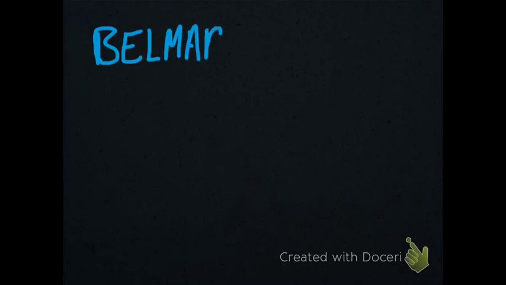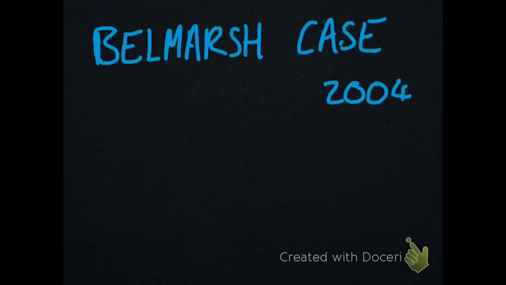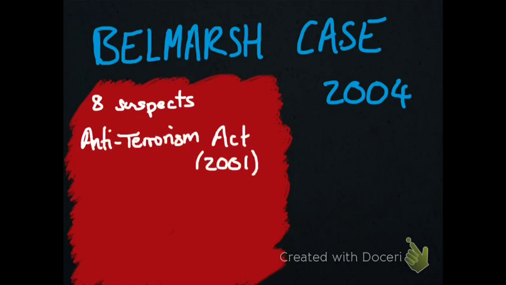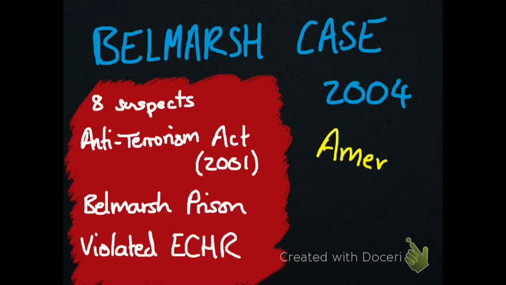There is, however, one other safeguard. A citizen can challenge a statute law on the grounds that it is incompatible with the European Court of Human Rights. This is what happened with the Belmarsh case in 2004.